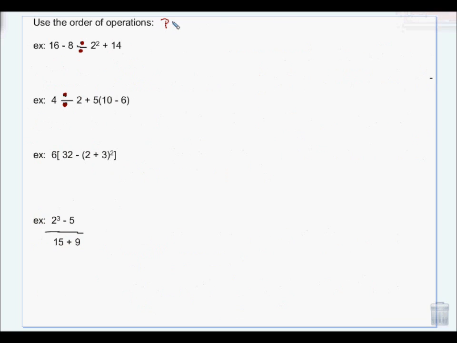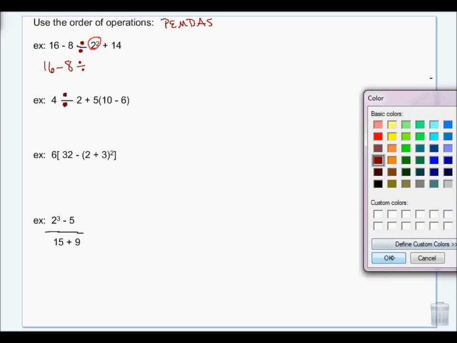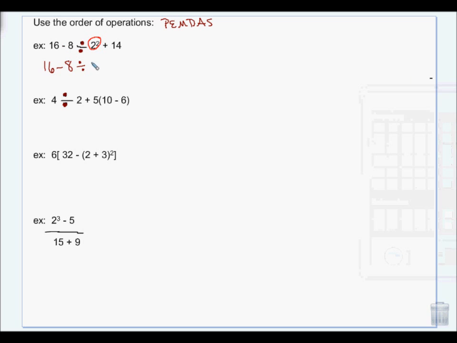We've got PEMDAS, right? So the first thing that happens is anything in parentheses. So when you look at the problem, you say, okay, there's no parentheses. So I'd go to the next thing, which is exponents. So what I do is I write down the problem exactly the way it was, and I only do the part that I'm doing first. So exponents was the first step since we had no parentheses. So 2 squared, that's 2 times 2, so that's 4, and then plus 14.